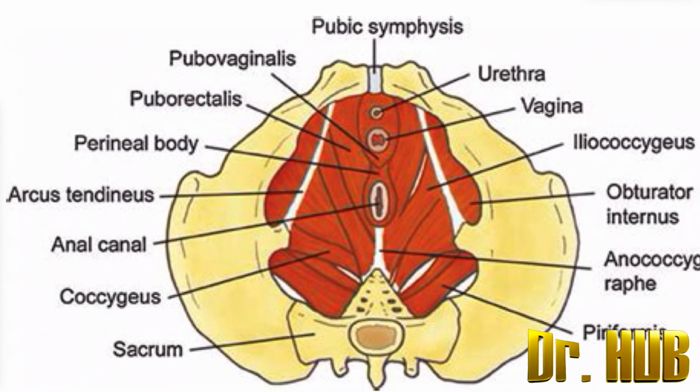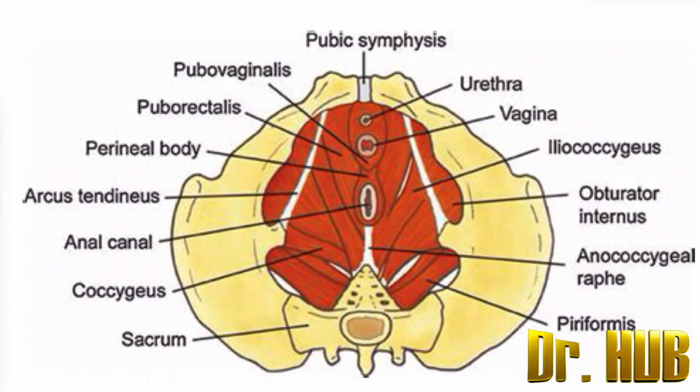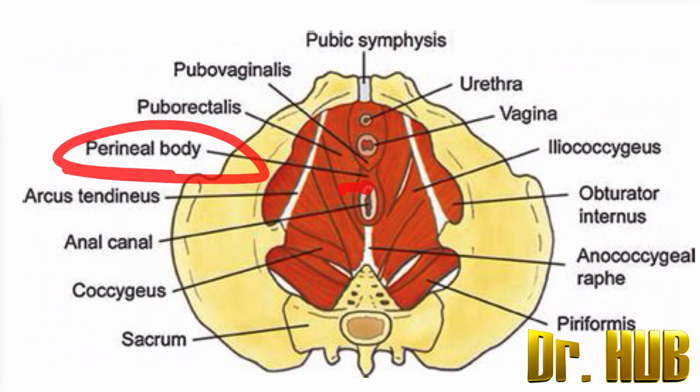Now let's look at the perineal body. As we go ahead, let's look at the diagram. This is where the perineal body is present. It is nothing but an accumulation of fibromuscular tissue. So where is the perineal body? It is present here. And let's look at the other structures which are in close proximity.